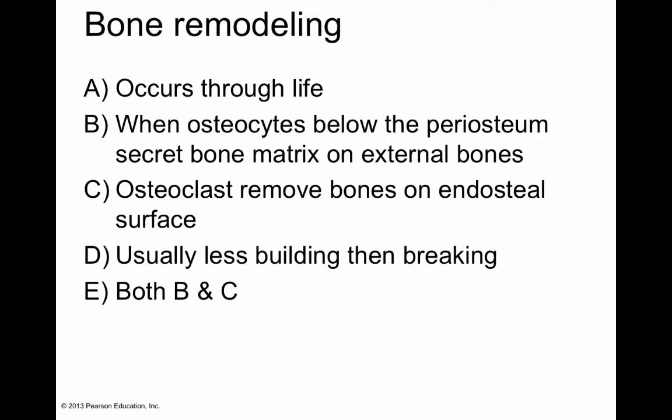So bone remodeling, is it A, occurs through life, B, when osteoblasts below the periosteum secrete bone matrix on external bones, C, osteoclasts remove bone on endosteal surfaces, D, usually less building than breaking, or E, both B and C?